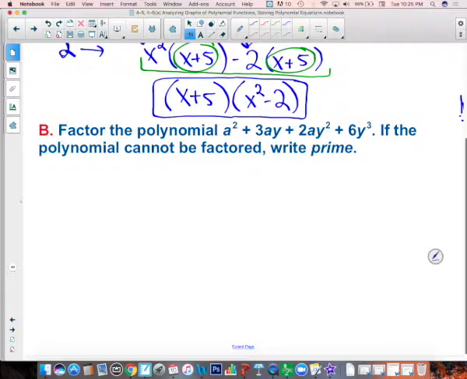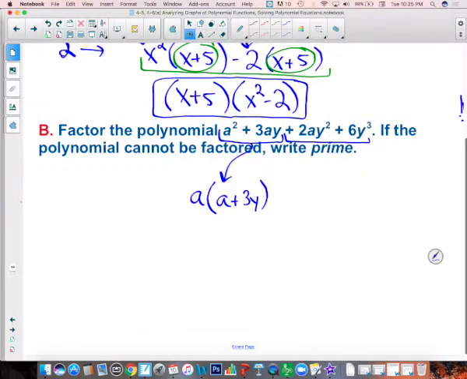Okay, factoring by grouping with this one. I'm not going to rewrite everything out. I'm just going to use the polynomial I have here. We break it down in half. We got that piece and that piece. So what can I take out of my first piece here? Well, I can take out just an a, all right? And then I'm left with a plus 3y.